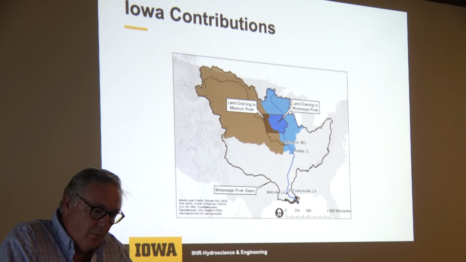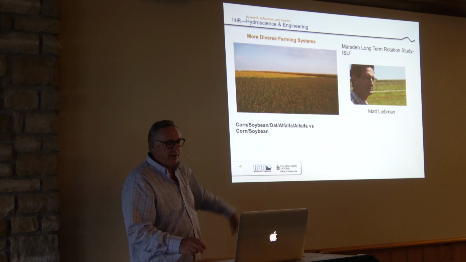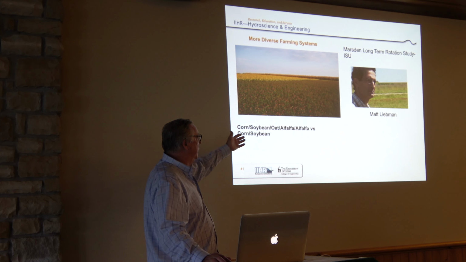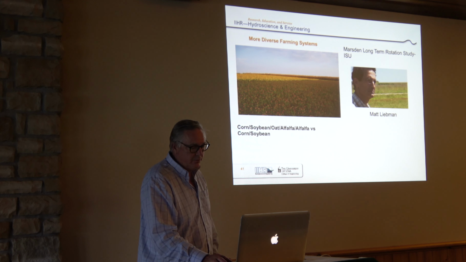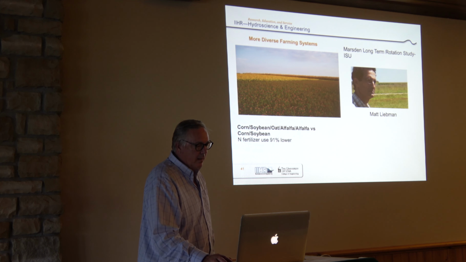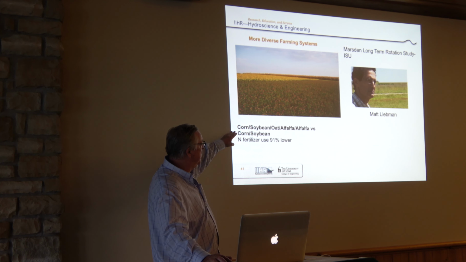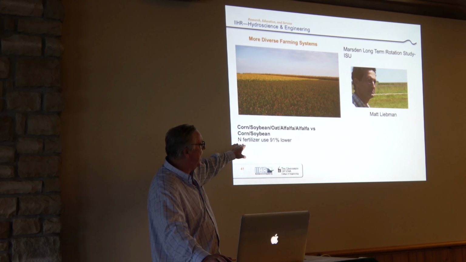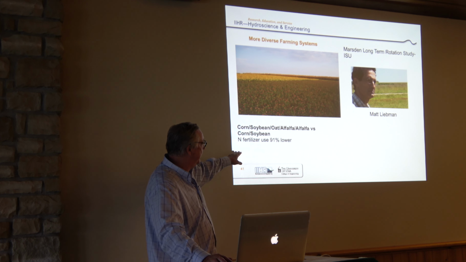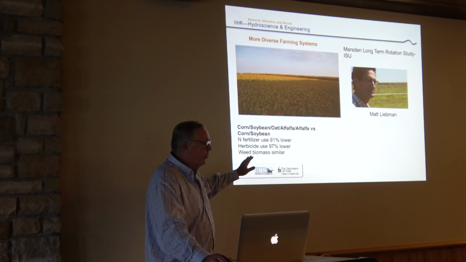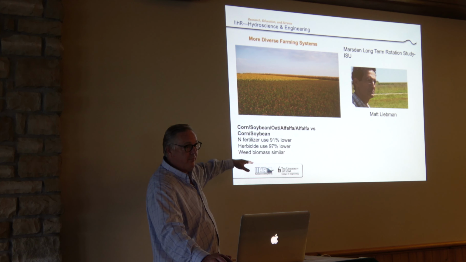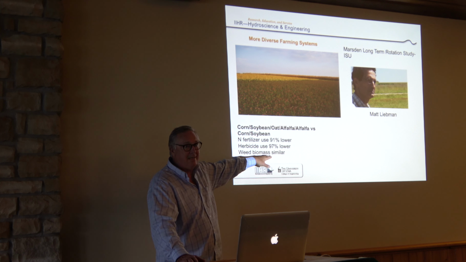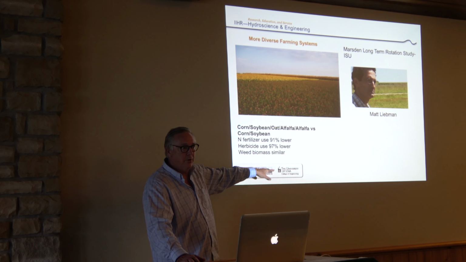And so he has his various rotations there, and that's one of them: corn, soybean, oat, and 2 years of alfalfa. This extended rotation uses 91% less nitrogen fertilizer, 97% less herbicide. The weed biomass in both of these systems was similar, even though you're using 97% less herbicide.